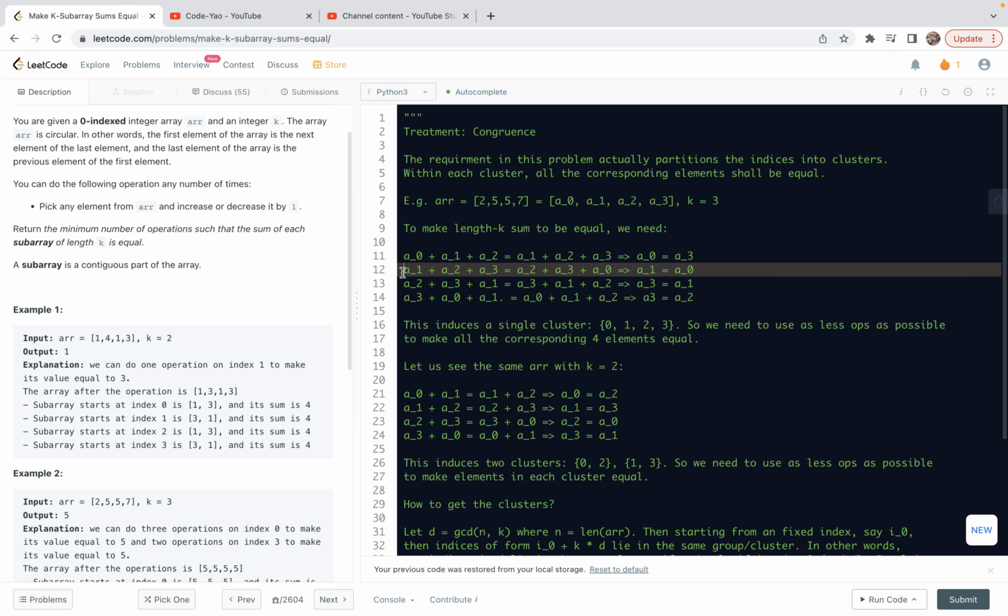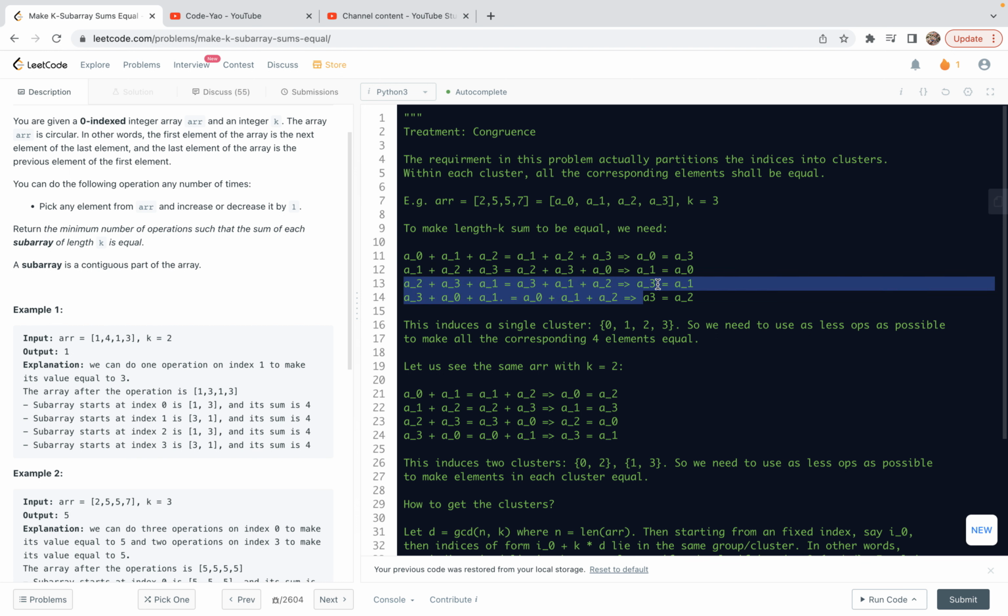Similarly, we consider another one: A1, A2, A3, right? It should equal A2, A3, A0 due to the problem requirement. Then we are going to have A1 equals A0. You can write other relations to get A3 equals A1 and A3 equals A2. Overall, if we connect all together, we see that A0, A1, A2, A3 must be equal.